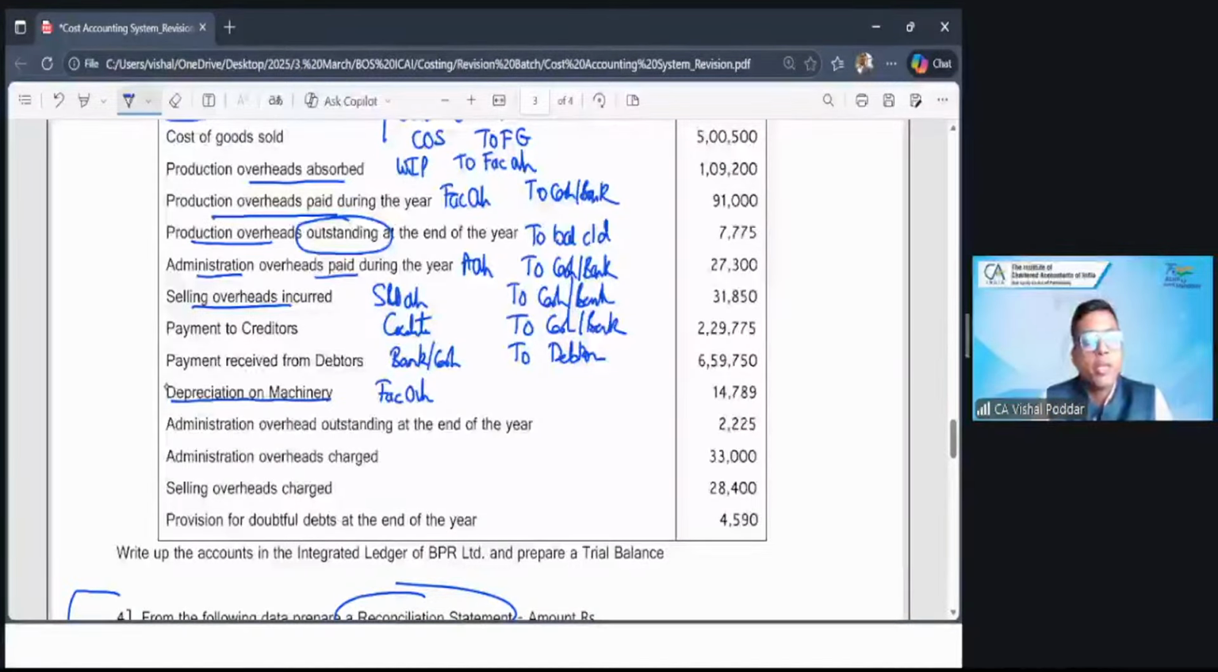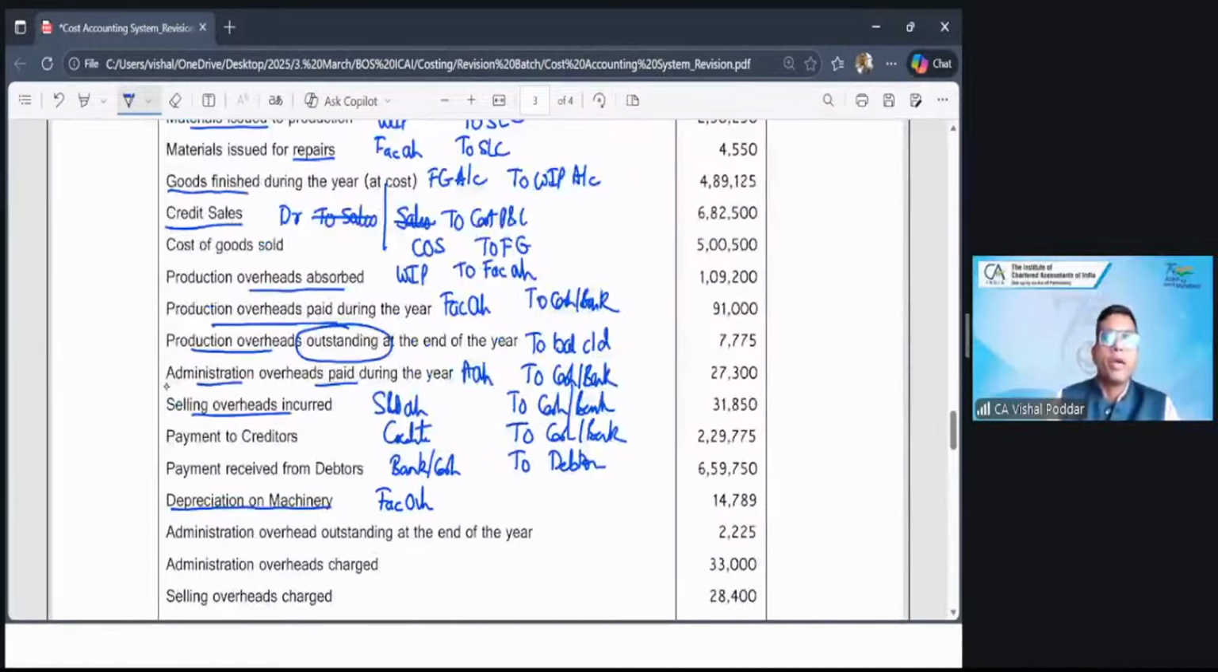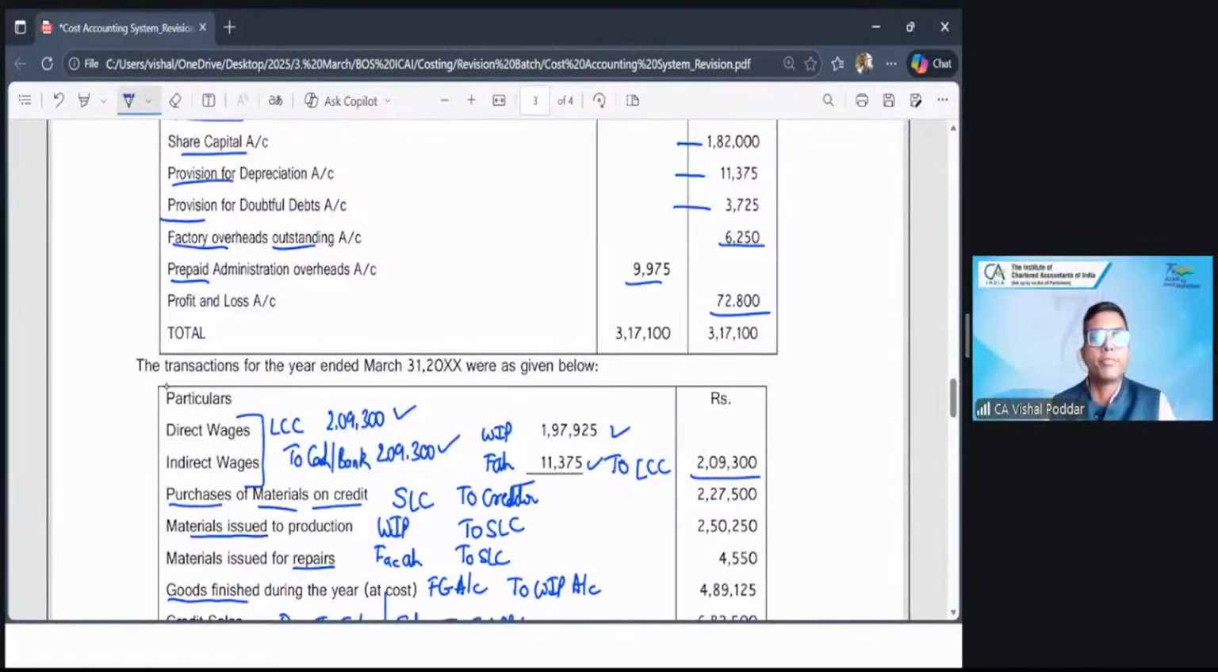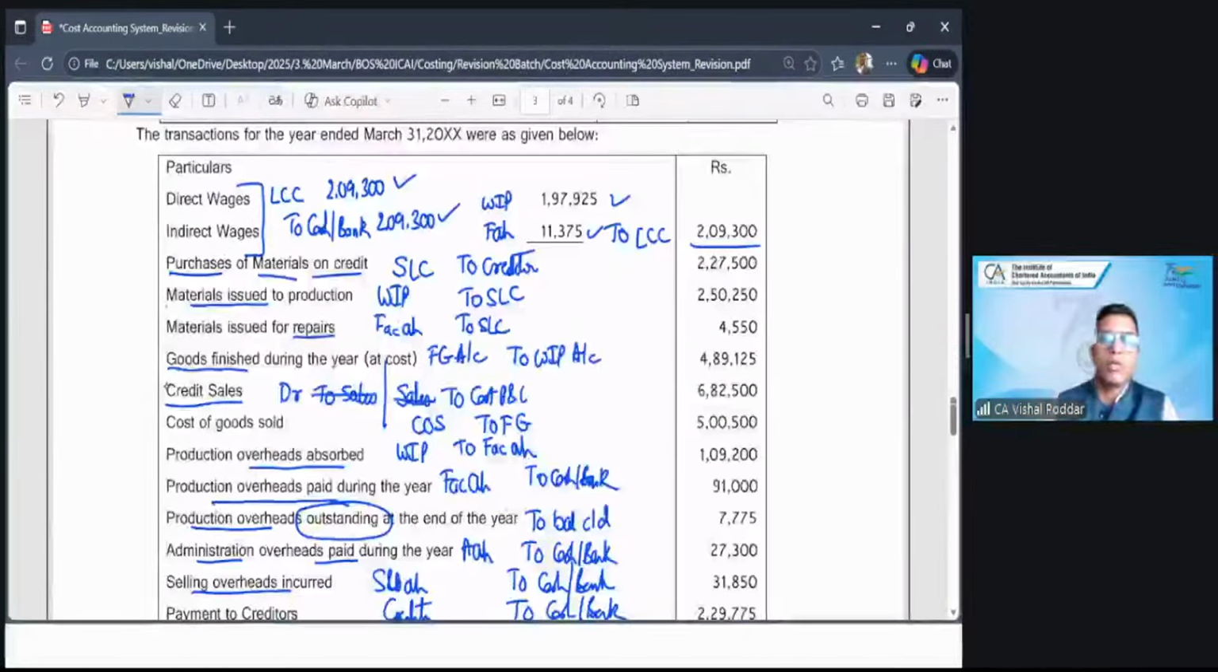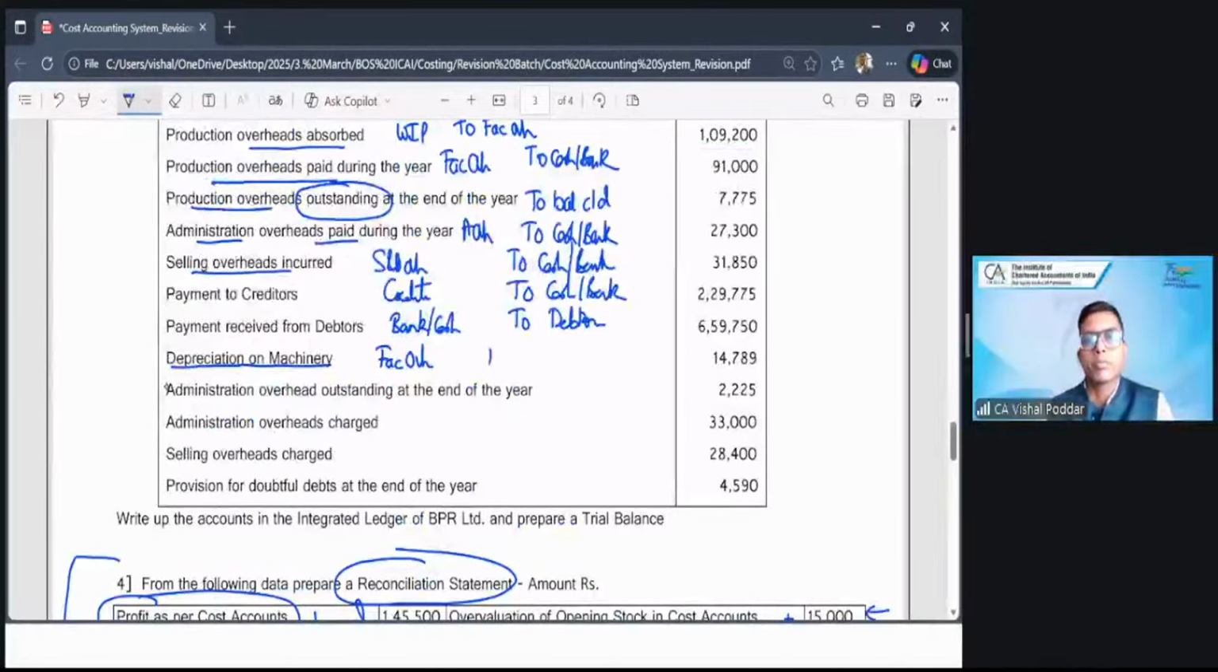Now importantly, if you see the opening balance, you have something called, in accounts you would have studied that for passing the entry for depreciation, we have two mechanisms. One, either we credit the asset account or we credit the provision for depreciation. So here it will be factory overheads debit to provision for depreciation credit.